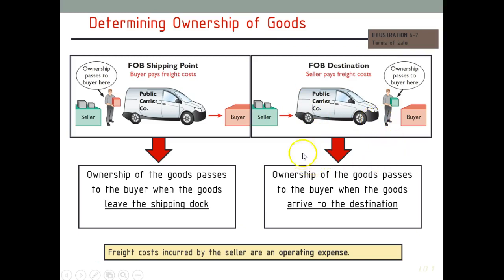Something that may help you is if you draw a little picture, and again, stick figure picture is fine, but here's your seller, here's your buyer, and here's your truck. If it's FOB shipping point, draw the line right at the shipping dock. That's when the sale takes place. If it's FOB destination, draw the line at the destination. That's where the sale takes place.